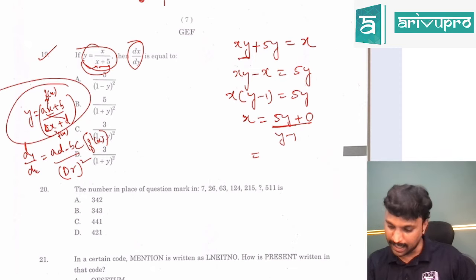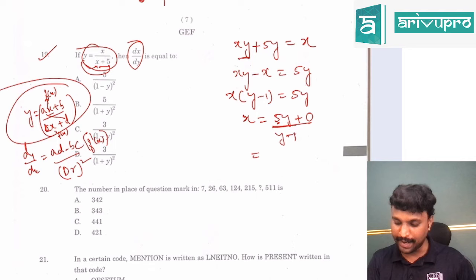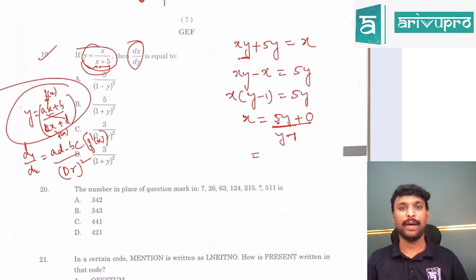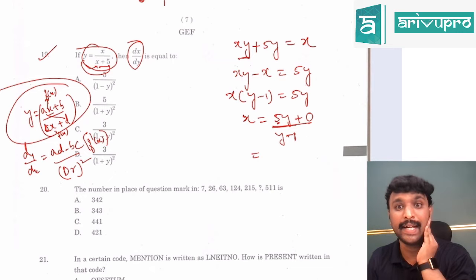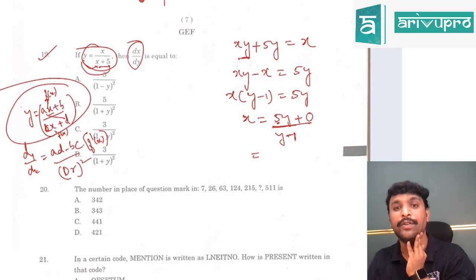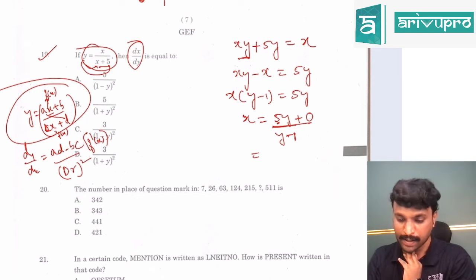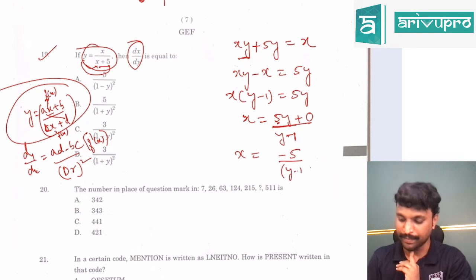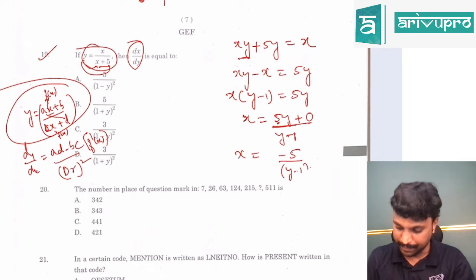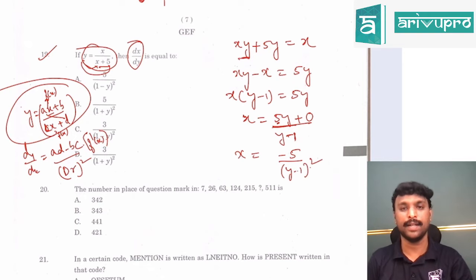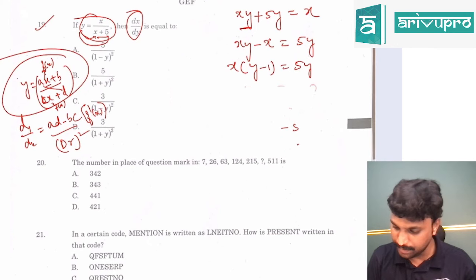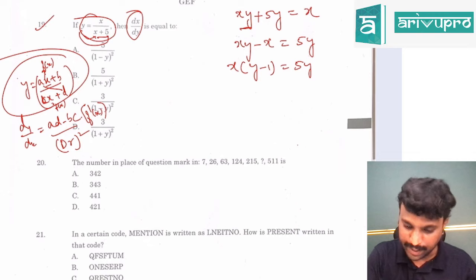So a is 5 and d value is minus 1. So 5 into minus 1 is, how much is it? A into d. We need to find the value of it, which is minus 5 divided by y minus 1 the whole square. So this should be positive. So what was the mistake that has been done? Okay, yes. Guys, have a look.